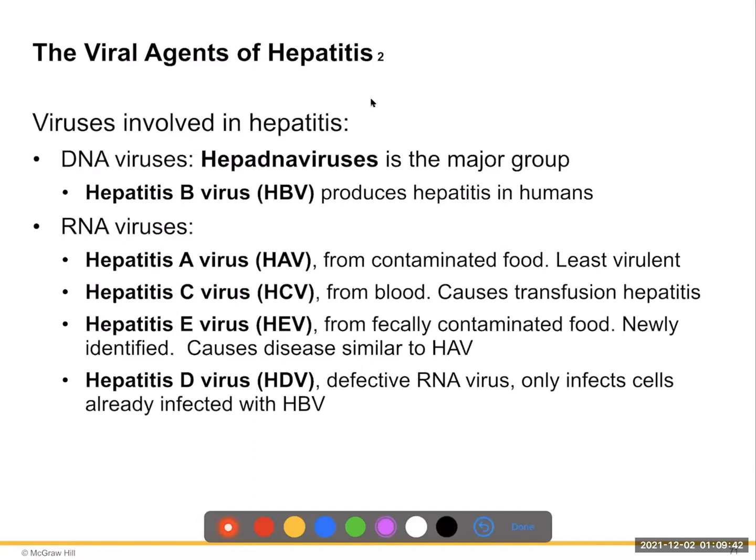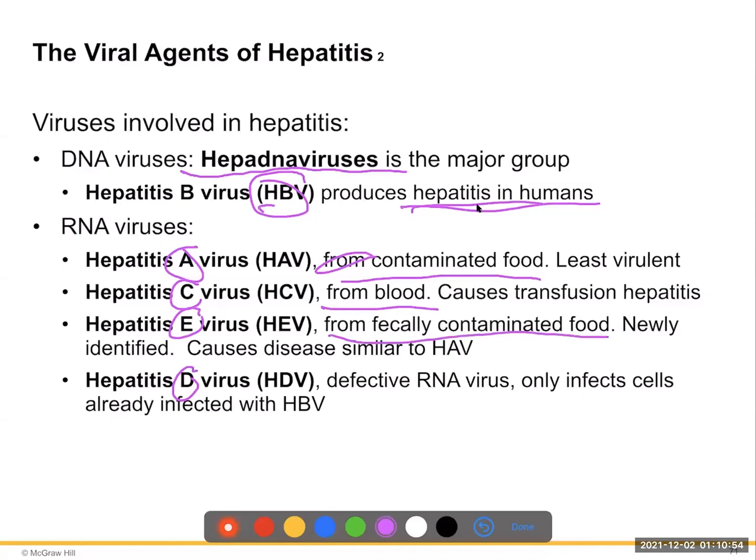Viruses involved in hepatitis: there's A through J, there's all kinds nowadays. They've made so many different new viruses for hepatitis. The DNA virus is the hepadnavirus, the major group of them. This is hepatitis B virus, which produces hepatitis in humans. Among the RNA viruses, A is from contaminated food. It's the least virulent kind, self-limiting. Hepatitis C is from blood, like blood transfusions. Hepatitis E, from fecally contaminated food, causes a similar disease to hepatitis A. And hepatitis D is a defective RNA virus that only infects cells already infected with hepatitis B virus.